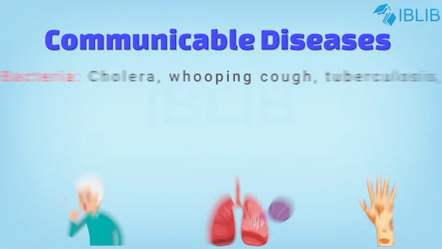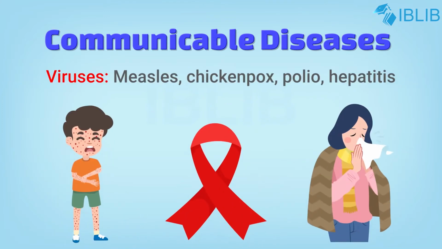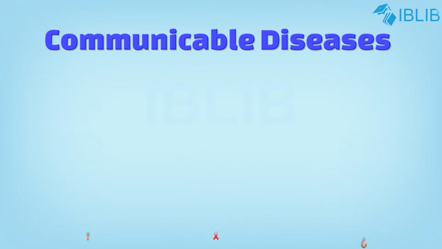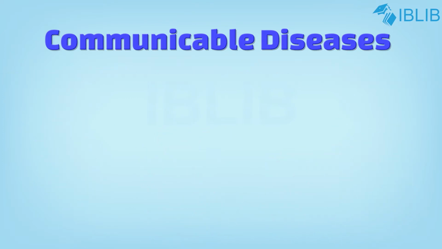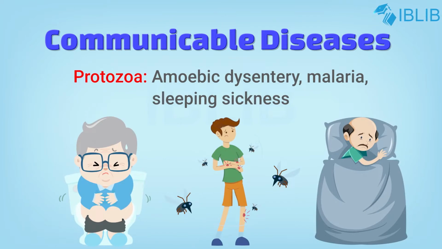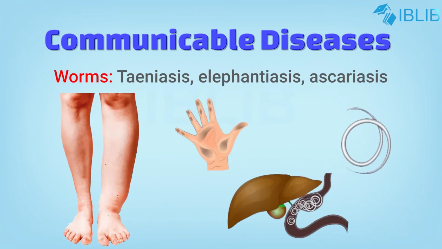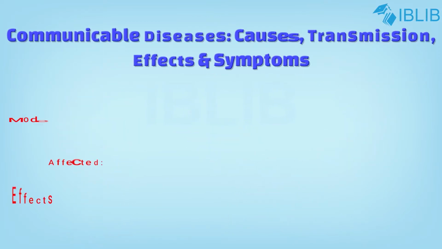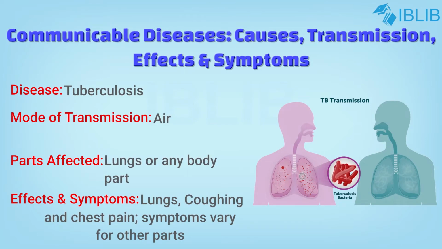For example, bacteria can cause cholera, whooping cough, tuberculosis, tetanus. Viruses can cause measles, chickenpox, polio, hepatitis. Fungi can cause food poisoning, ringworm, athlete's foot. Protozoa can cause amoebic dysentery, malaria, sleeping sickness. And worms can cause teniasis, elephantiasis, and ascariasis. So let us know about some communicable diseases, their causes, transmission, effects, and symptoms.